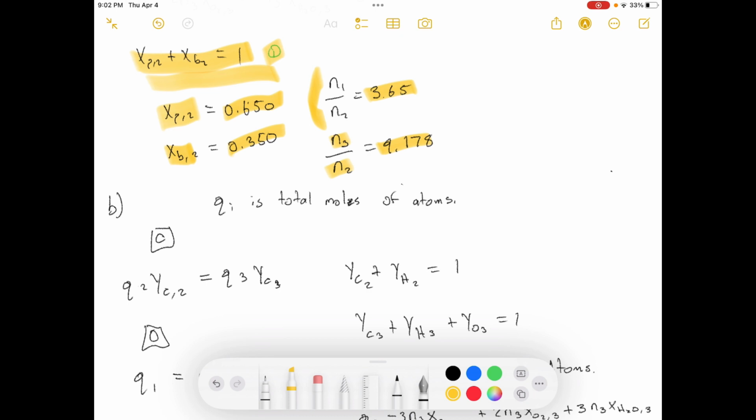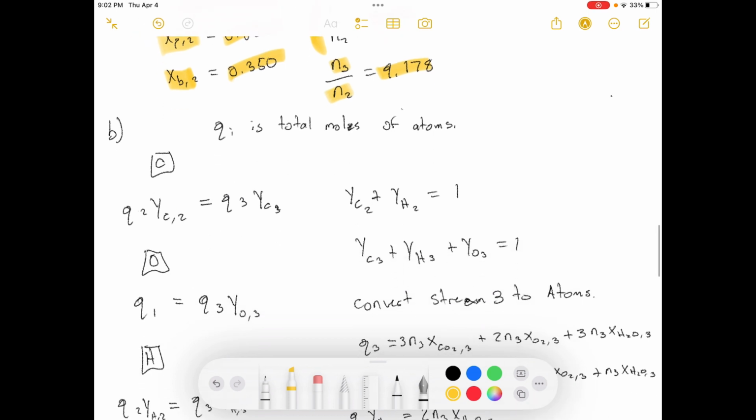Okay, so in order to do this, I'm making my own new variable here. It's called Q. So Q is the total number of moles of atoms in the stream. So normally if we're working in mass, I'll use an M. If I'm using the total number of moles of molecules or components, I use N. And then I just decided to use Q. You could use any letter you want, or any variable or symbol. I just use Q. Q is the total number of moles of atoms, okay?